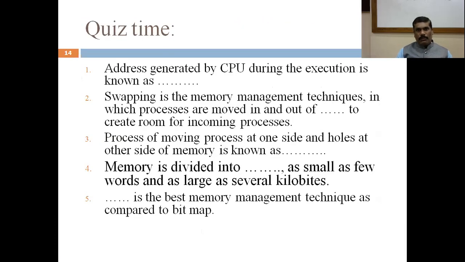So this is quiz time. Address generated by the CPU during the execution is known as what? Swapping is the memory management technique in which processes are moved in and out of the dash to create room for incoming processes. Moving processes to one side and the holes to the other side of the memory is known as dash. Memory is divided into dash, as small as a few words and as large as several kilobytes. And dash is the best memory management technique as compared to the bitmap.